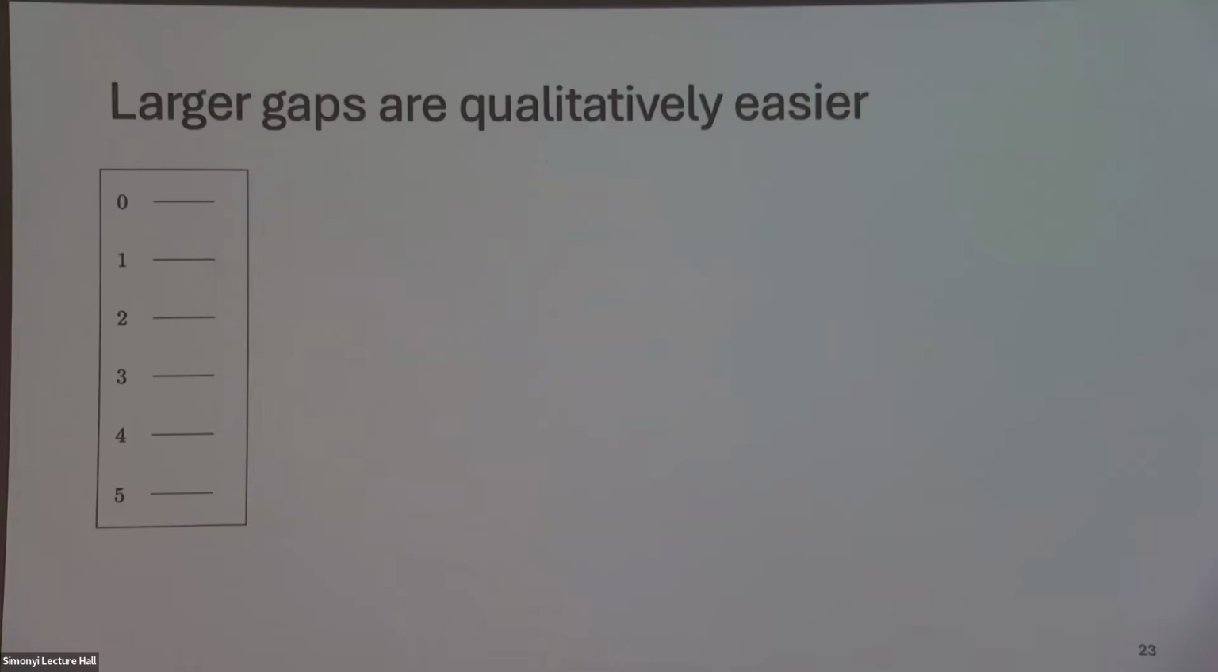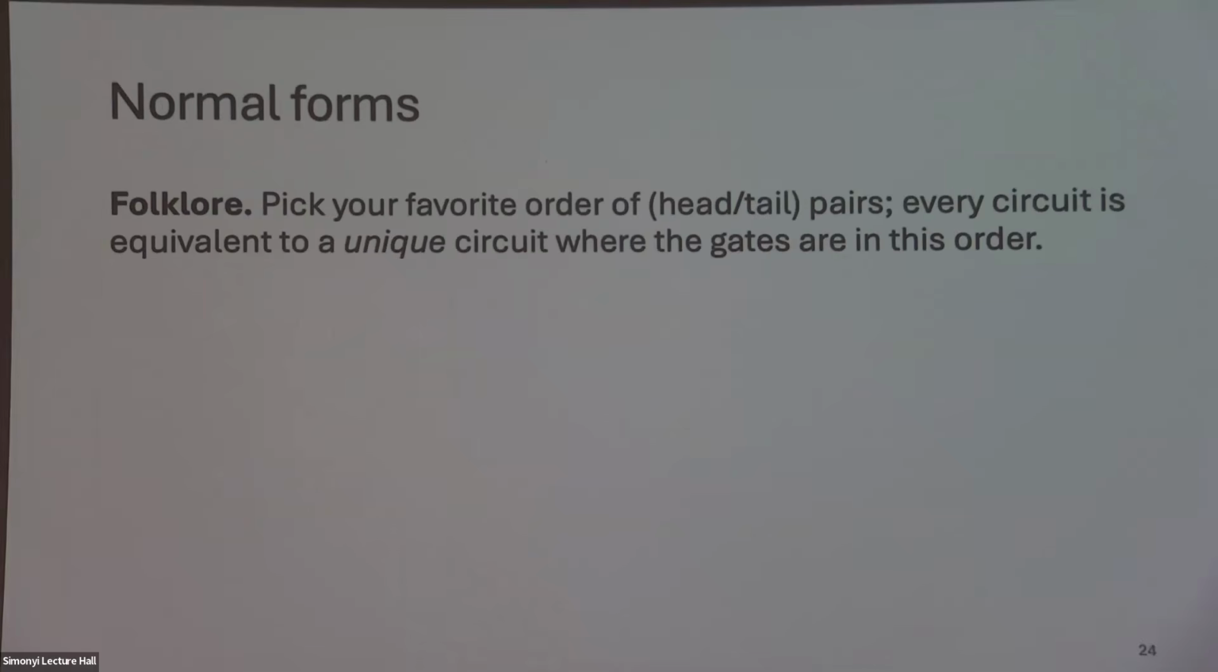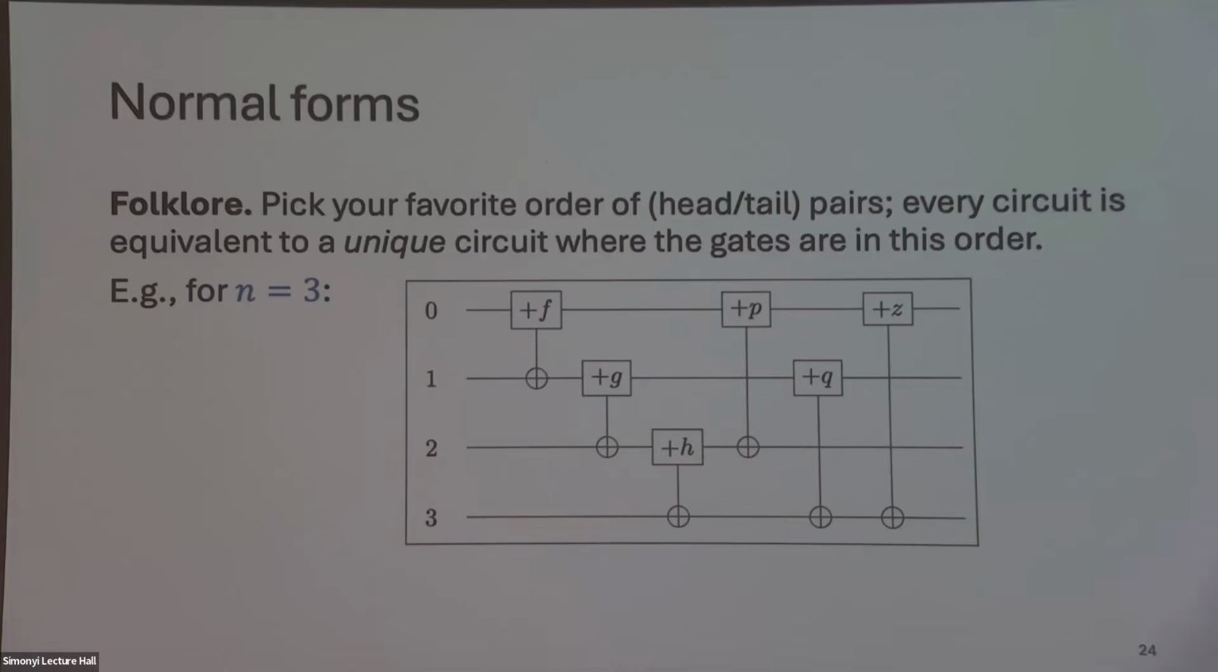All right. I want to say a little bit more about how this proof goes, because I think it's interesting. Here's a folklore theorem, which is just a fact about Gaussian elimination, written in terms of circuits. If I pick any ordering of potential shapes of gates, meaning pairs where I have a head and a tail and the head is above the tail, then every circuit is equivalent to a unique circuit where the gates are in this order. Pictorially, for n equals 3, there are 6 possible types of gates, which is the same as saying 6 possible types of elementary matrices for n equals 3.